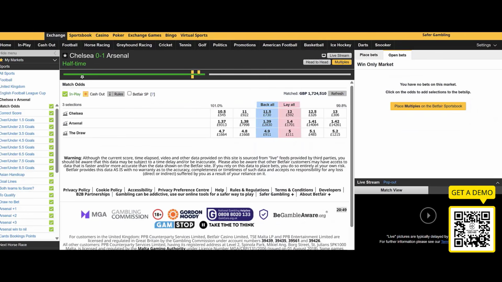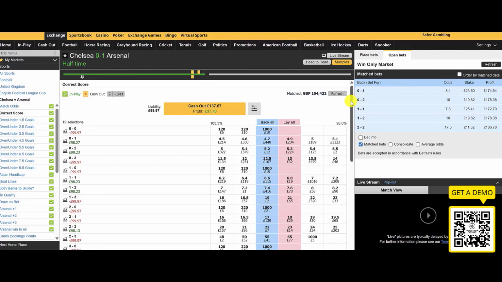Just gone half time. It's Chelsea 0, Arsenal 1 at half time. This is the price here on Arsenal as expected. And so if we look at how the correct score market looks, it's looking positive for us. We could actually just collect a profit right now, £37 on this one. And it's pretty tempting.